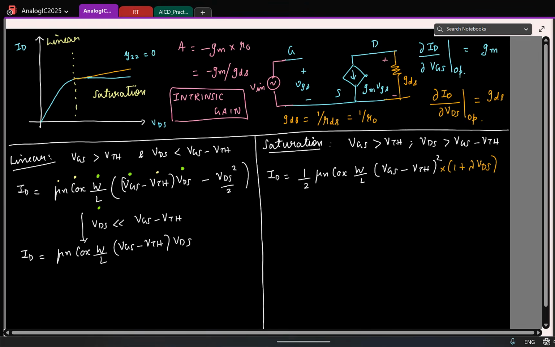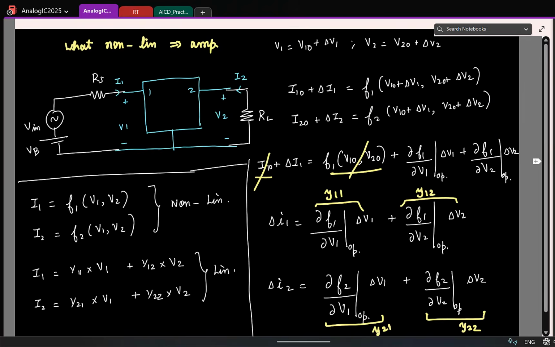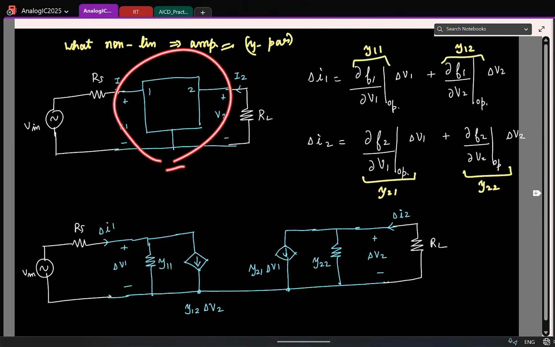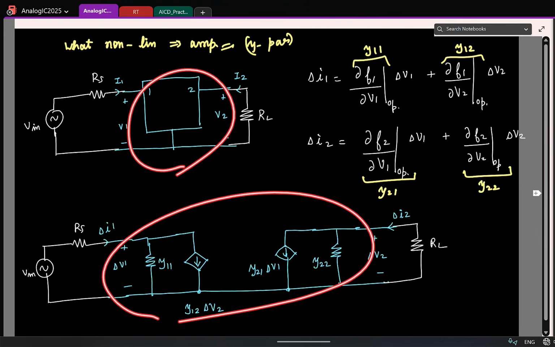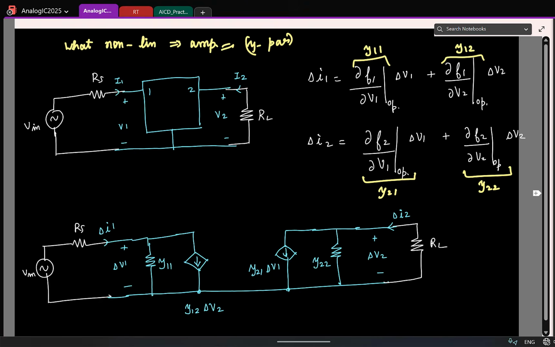Again, it's a nice interview question to ask. Do you think the model is valid or not? Please remember, we just saw that any nonlinear two-port network, for small signals, I can always model it like this. This is essentially a voltage controlled current source in parallel to a resistor at both the ports.